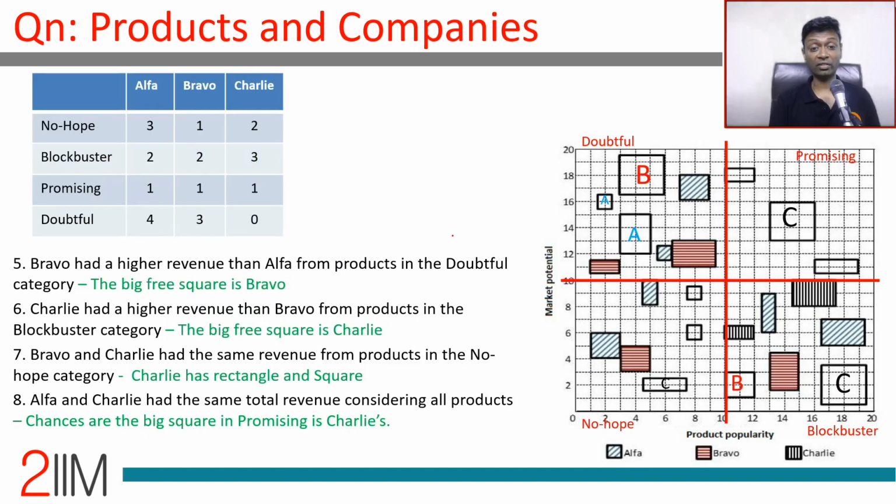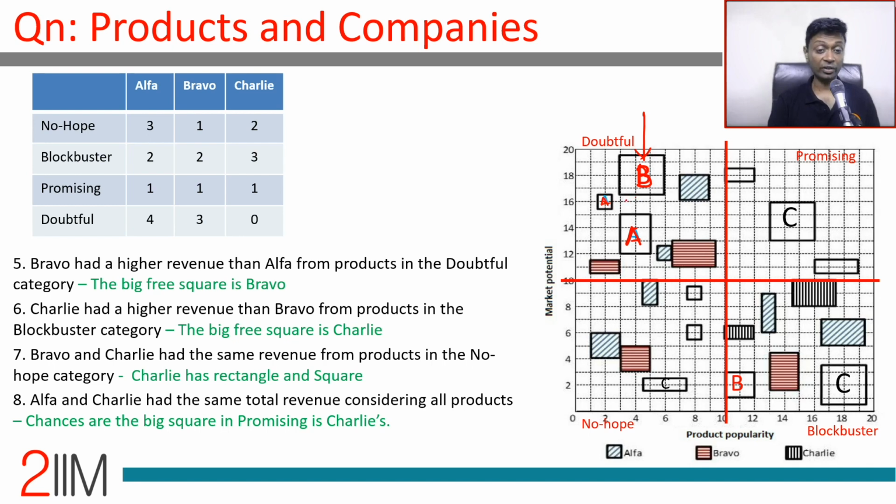Bravo had a higher revenue from Alpha than Alpha from products in the doubtful category. In the doubtful category, Alpha has 4, but Bravo has more revenue. So Bravo should have the big missing square. The other 2 should be Alpha. So this should be Bravo. I'm not shading it in red because I want to recognize A, B very clearly. This is A, that is B.